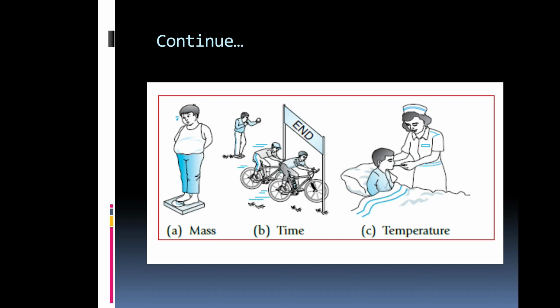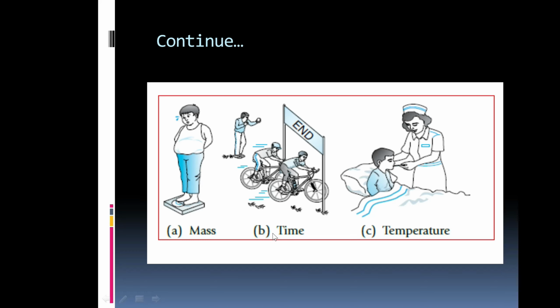And now in this diagram, if we are talking about mass, just look here, the person is finding his mass, looking for his mass there. So I think he has got a huge mass here. Then we have time here. Just look at the person standing here, he is checking his watch.